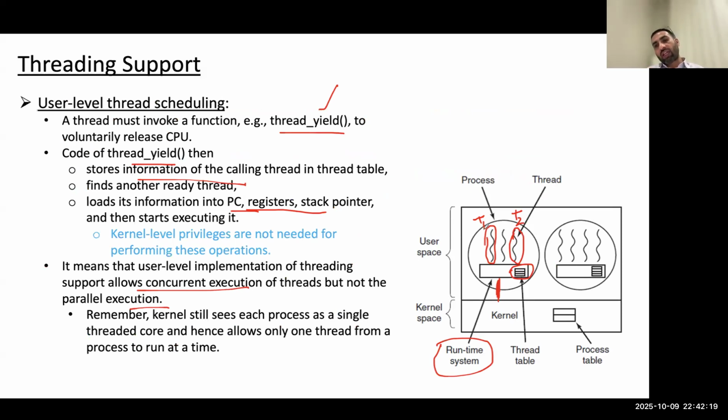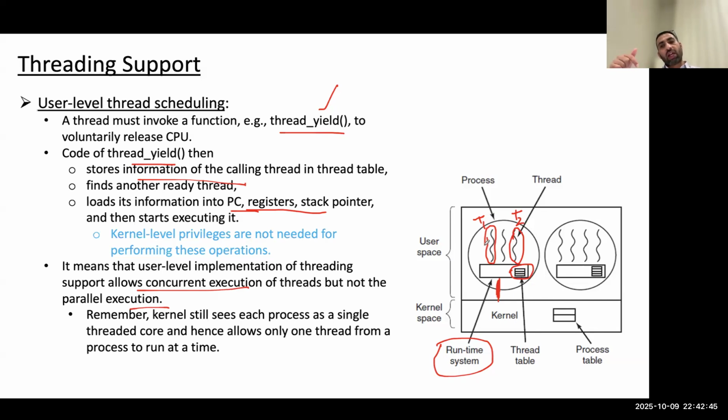So if any one of them, let's say thread 1, makes a blocking system call, remember we have discussed it last time. Let's say it makes a system call, for example, to send data to another thread, and this is a blocking send, right? So thread 1 gets blocked. It is a system call, so it will trap into the kernel.